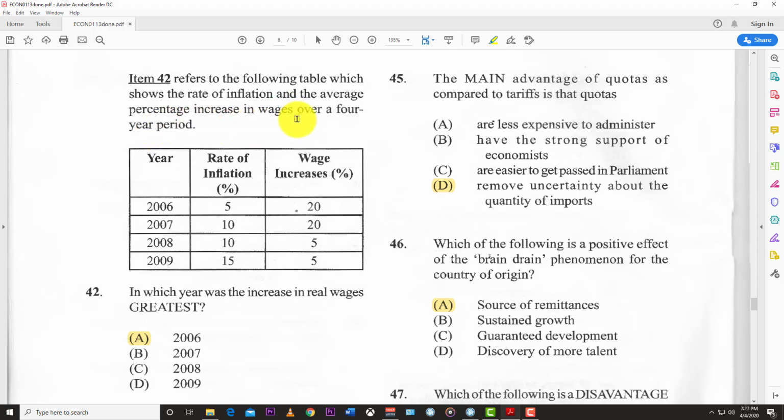42 refers to the following table, which shows the rate of inflation and the average percentage increase in wages over a 4-year period. It asks, in which year was the increase in real wages the greatest? The best answer there would be A, 2006, because wages increased by 20%, inflation would have been 5%, and so the real increase would have been about 15%. And so that's the highest.